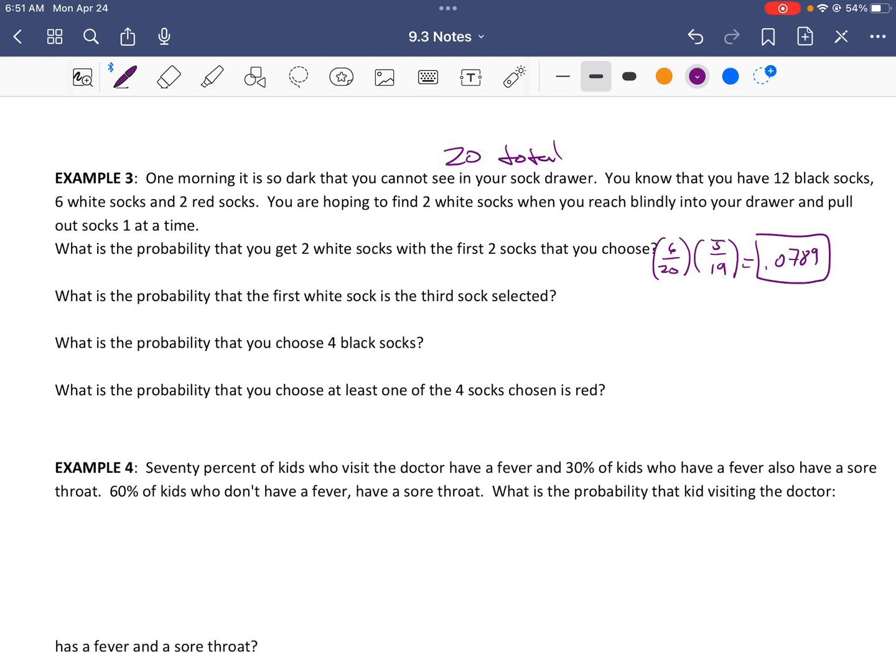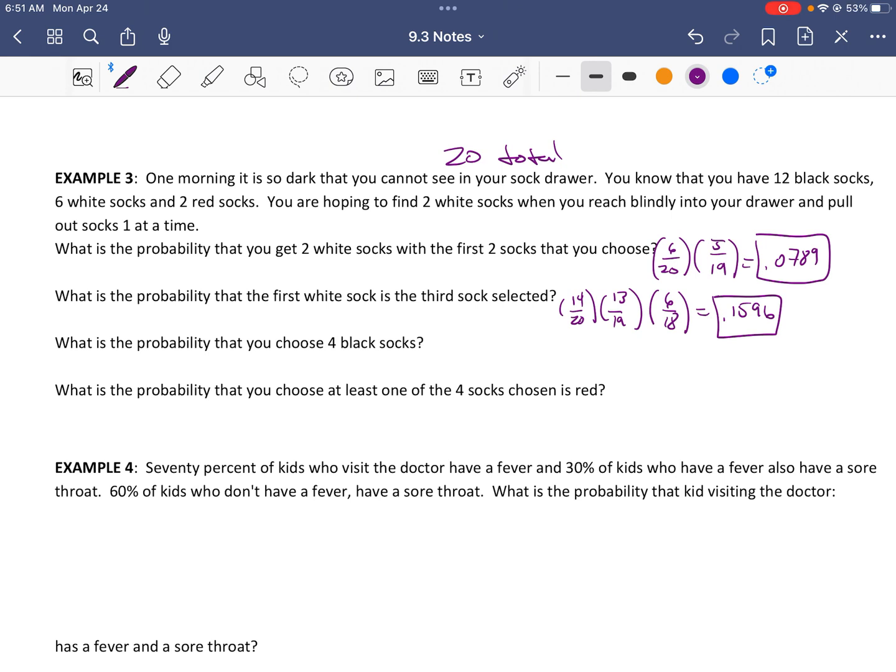What's the probability that the first white sock is the third sock selected? So that means not white, not white, and finally white. 0.1596.